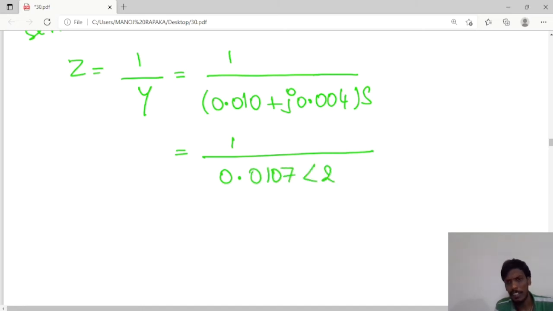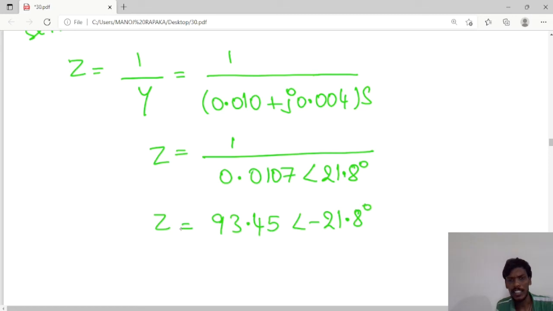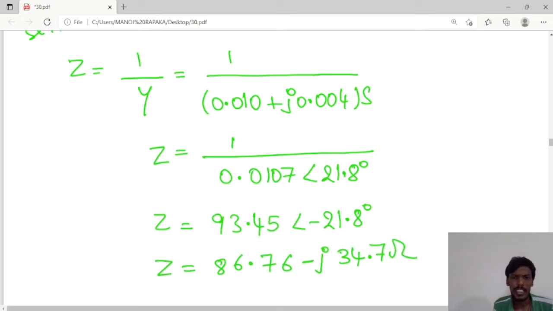0.0107 at an angle of 21.8 degrees. This is the polar form of Y. So 1 by 0.0107 at 21.8 degrees, I can represent this in the form of 93.45 at an angle of minus 21.8 degrees. This is the Z value. As it is in polar form, I can convert it into rectangular form also. So the Z value will be 86.76 minus j34.7 ohms. So this is the impedance value.